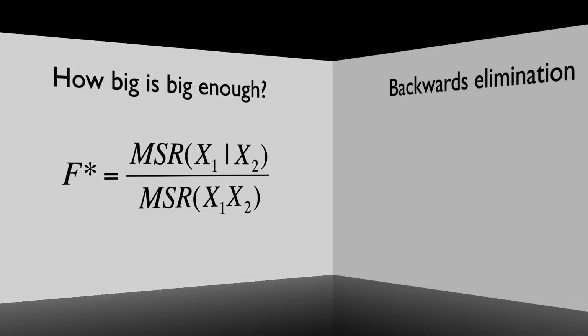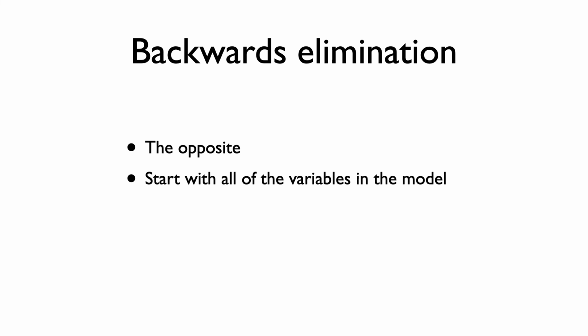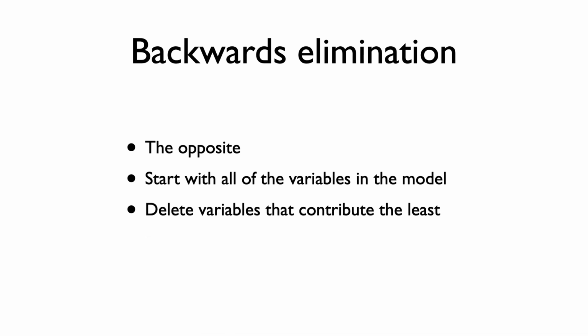Okay. Let's do it the opposite way. Here's another algorithm. It does the opposite. It starts with all the variables in the model, so it literally does exactly the opposite. Take all the variables. So if it was that 23 variable data set, they'd all be in there, and it takes the one that has the smallest R squared, and just takes it out.